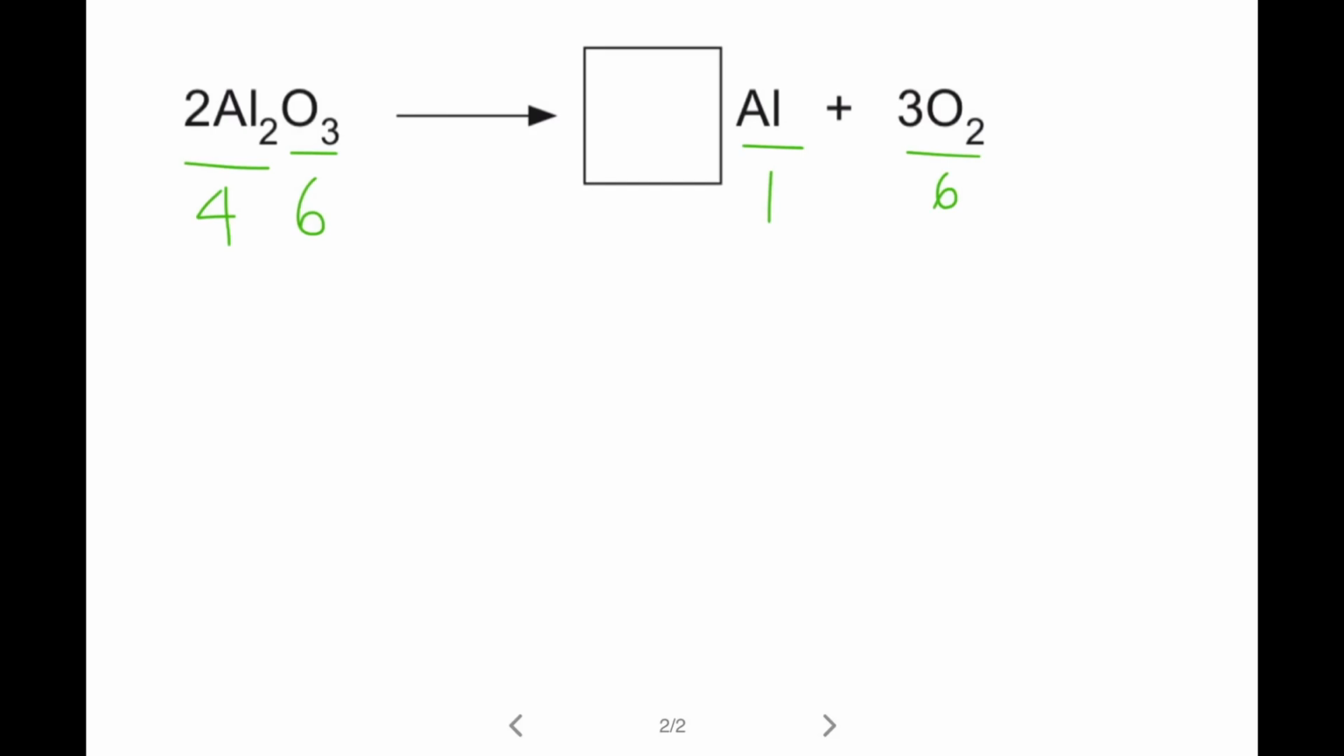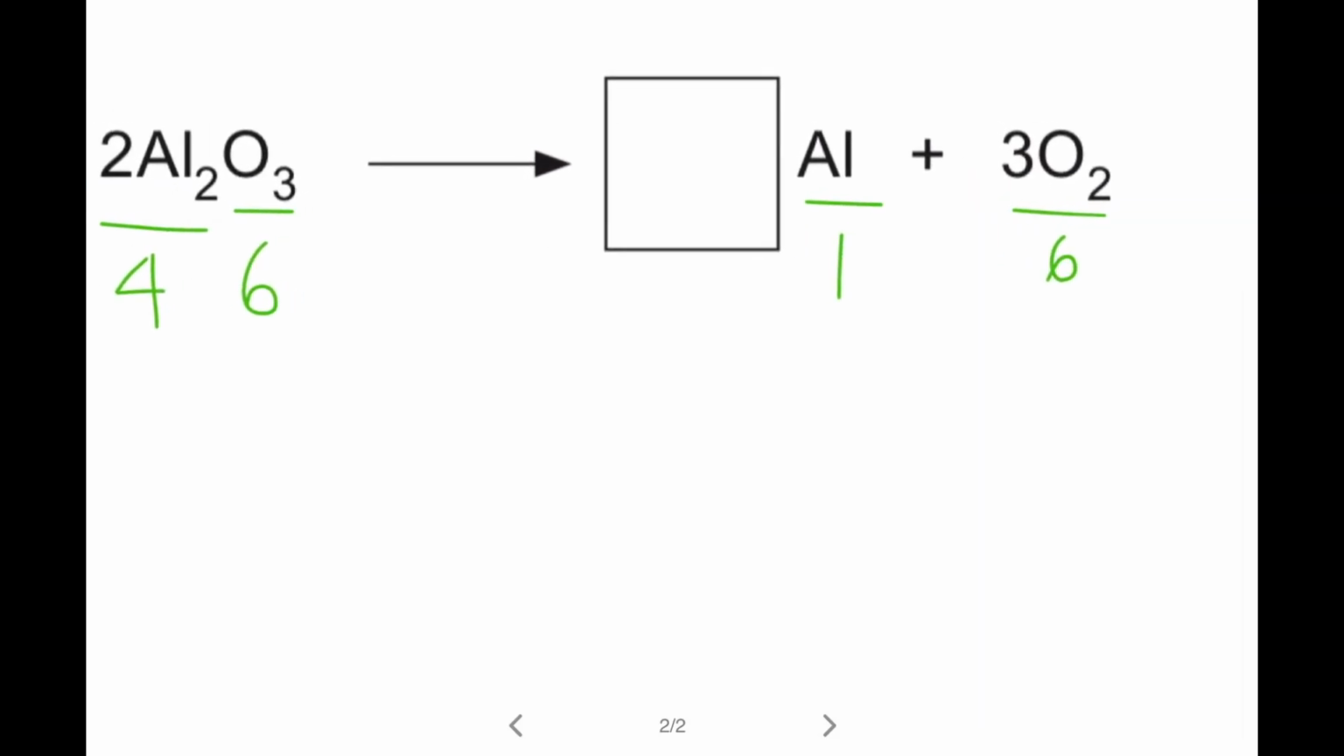You won't need the box, but for this we need to make the aluminium 4, and to do that we'll need a big 4. That's all we'll do, because then this Al becomes 4Al, which means the 1 becomes 4, and there you are. That's as easy as it gets with balancing.